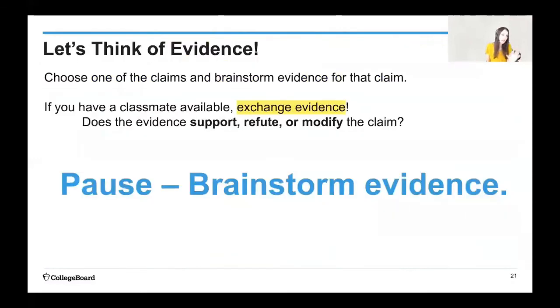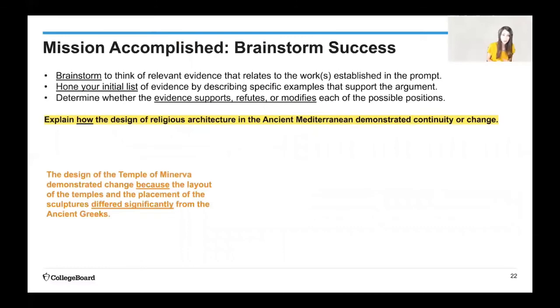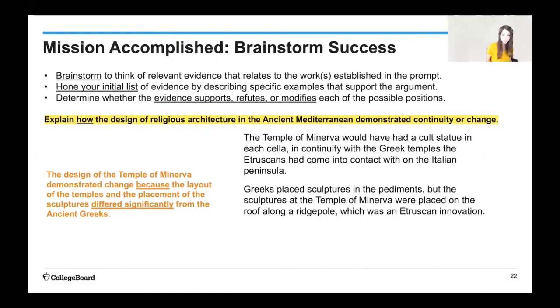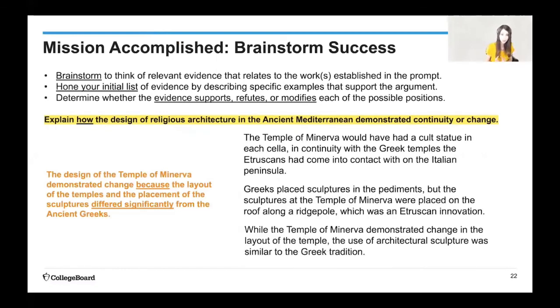So now think of some evidence. So pause here and brainstorm evidence. Okay, so remember, you want to think about now if the evidence you brainstormed is supporting, refuting, or modifying the possible position. Let's take this example here, that it differed significantly from the ancient Greeks because of the layout and the placement. Let's read through these 3 pieces of evidence, and then determine which one supports, refutes, or modifies, okay?